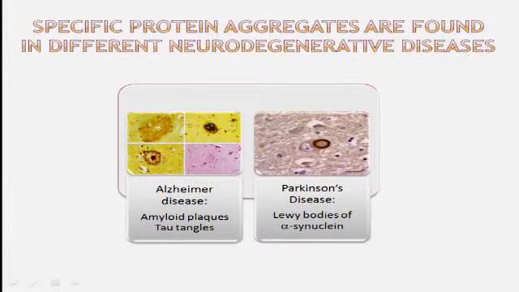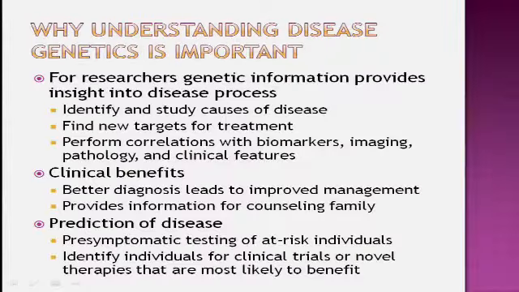So neurodegenerative diseases are often characterized by particular proteins that are aggregated. For example, in Alzheimer's disease, you have amyloid plaques and tau tangles. In Parkinson's disease, you have deposits of something called alpha-synuclein. And those result from mutations in those genes.